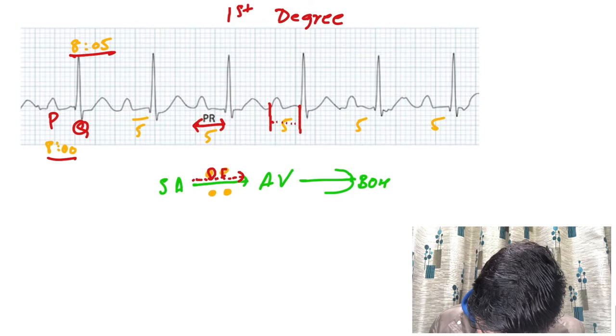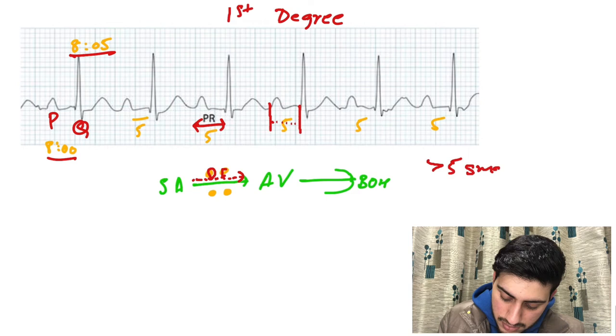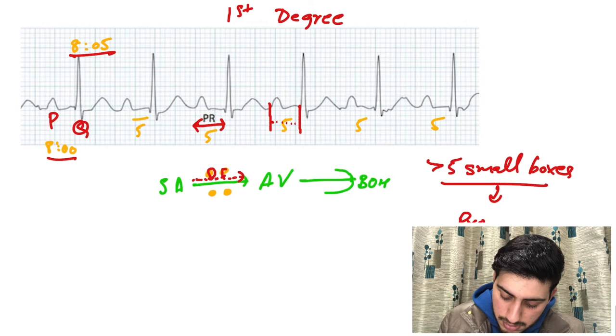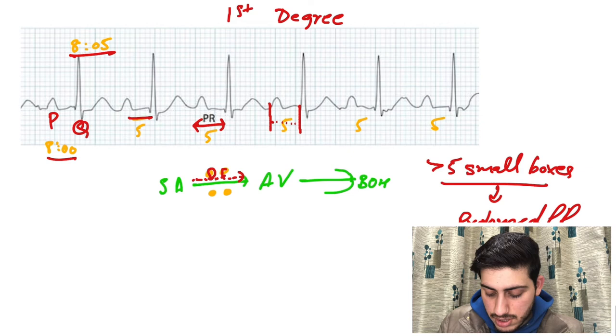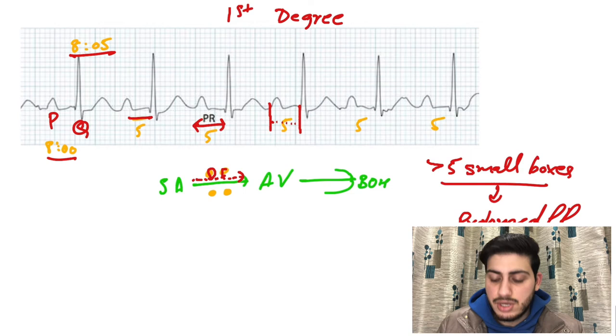1, 2, 3, 4, 5, 6. So 6 boxes are there. Whenever there are more than 5 small boxes, we consider it as prolonged PR. So what is happening here, we can first of all diagnose it's a prolonged PR, and then we can see in subsequent leads the PR is consistent, which is prolonged. So that's why we can call it a first degree heart block. So that is the definition of first degree heart block.